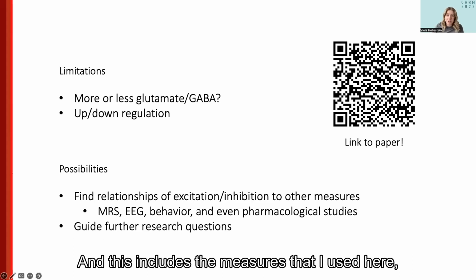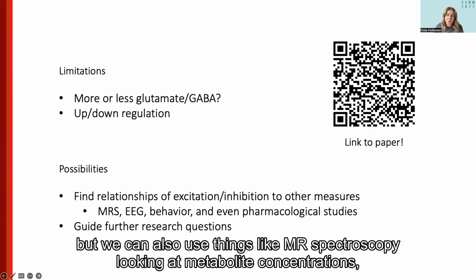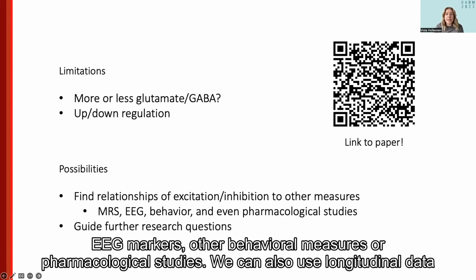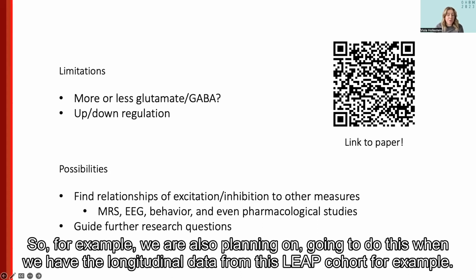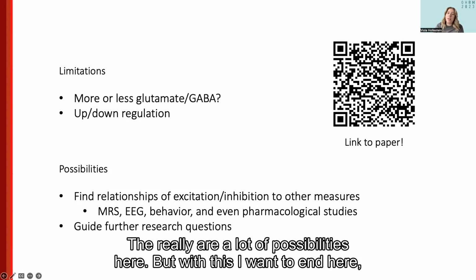And this includes the measures that I used here, but we can also use things like MR spectroscopy, looking at metabolite concentrations, EEG markers, other behavioral measures, or pharmacological studies. We can also use longitudinal data to look at changes over time or through development of the measures that we are interested in. So, for example, we are also planning on going to do this when we have the longitudinal data from this sleep cohort, for example. There really are a lot of possibilities here.